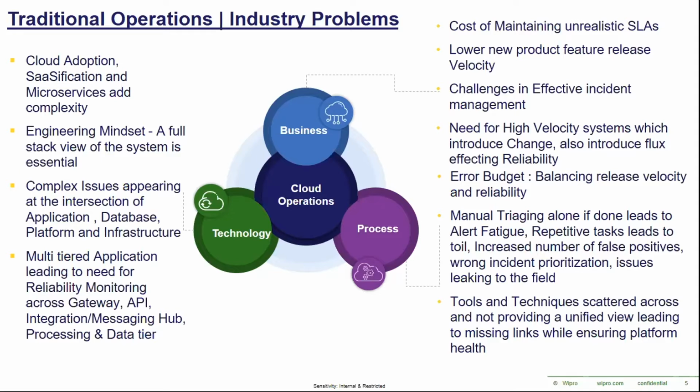These are some of the complexities or difficulties you go through in the industry as far as the business is concerned. As far as the process and the people are concerned, manual triaging leads to a lot of alert fatigue. There are unnecessary false positives which come in, and then people sometimes ignore the genuine problem. Some of this repetitive task leads to toil. These are some things which are people driven or process driven.